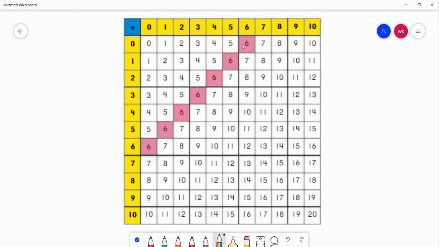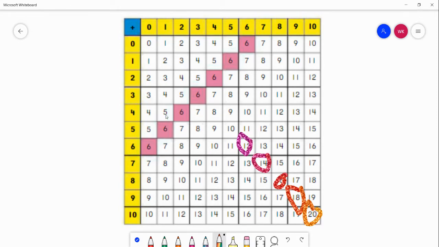6 plus 6 equals 12. 7 plus 7 equals 14. 8 plus 8 equals 16. 9 plus 9 equals 18. And then 10 plus 10 equals 20. So those are our doubles facts. That was a pattern that I found with this one too.